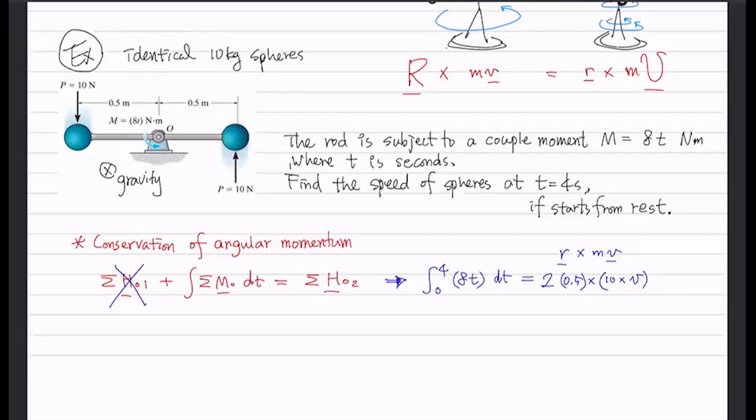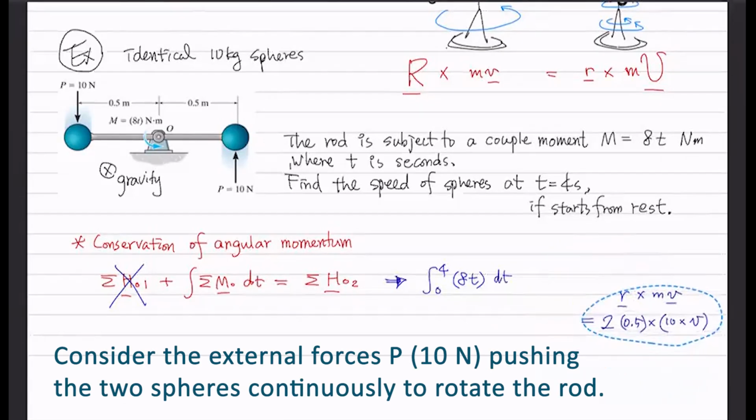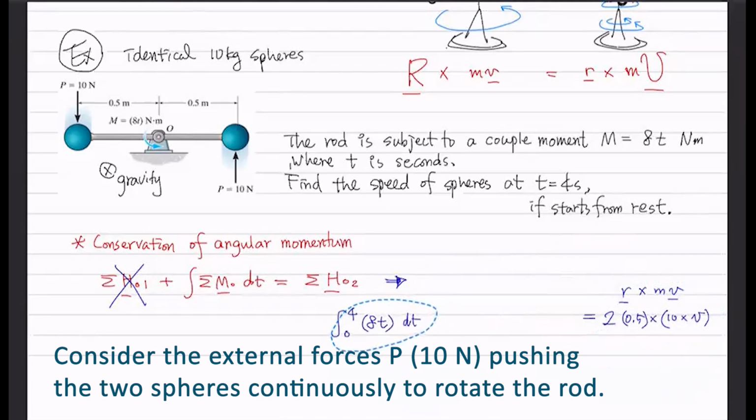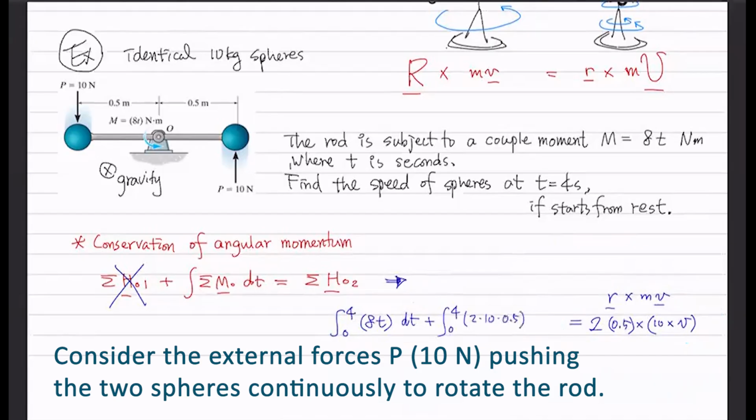So if you just do the math, this is 4 times 4 squared, and, oh, I just forgot about one part here. My apologies. This is going to be actually plus from 0 to 4, 2 times 10 times 0.5 of dt.